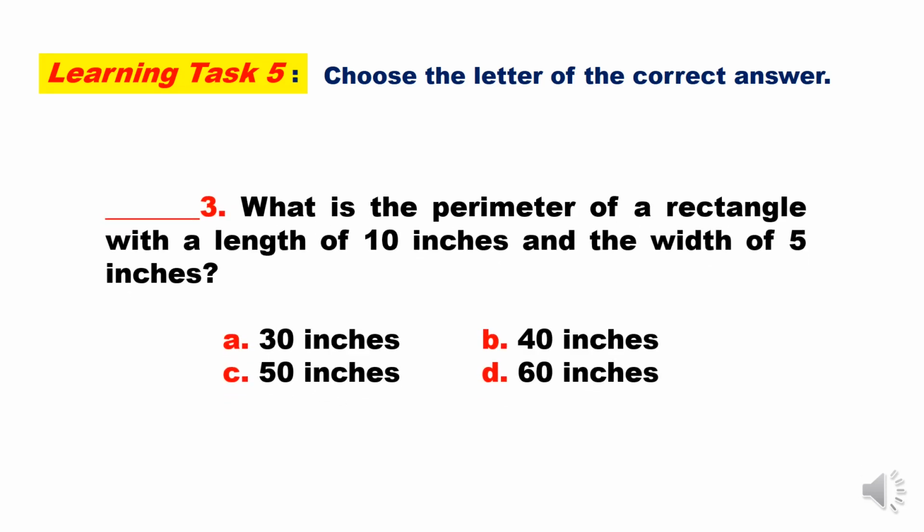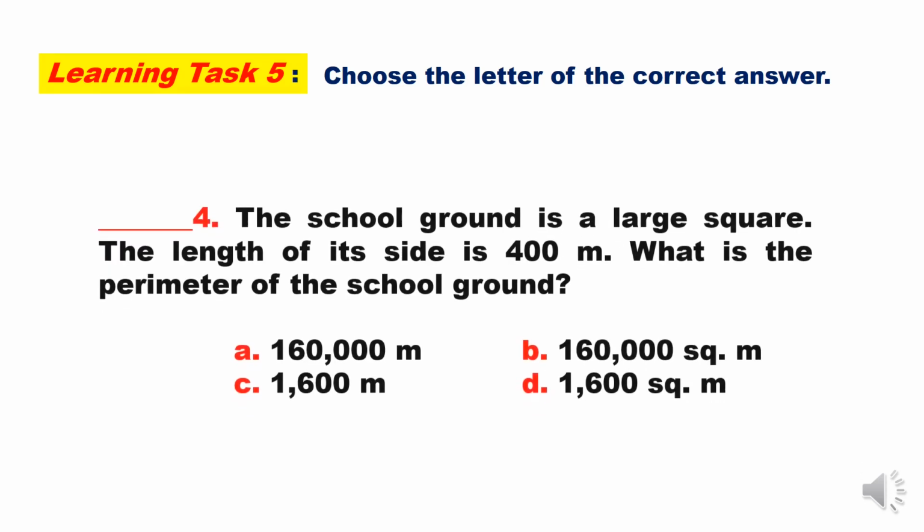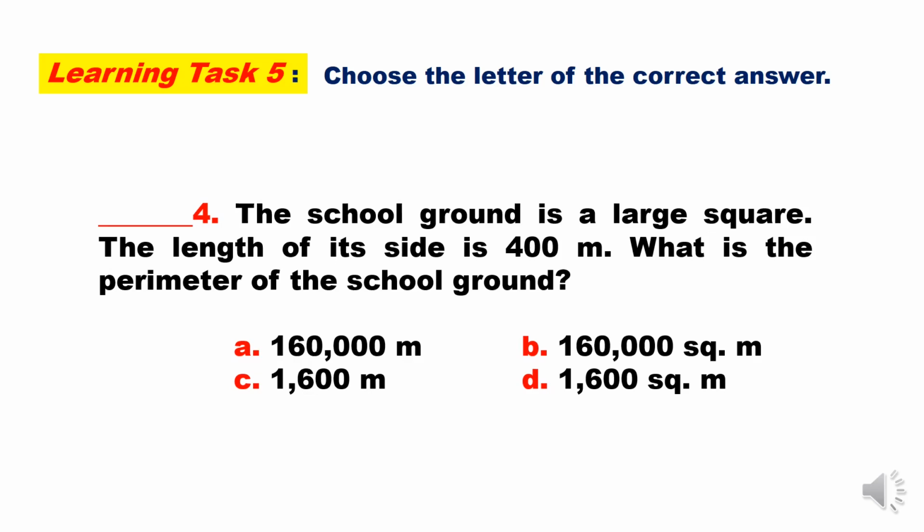Number 3. What is the perimeter of a rectangle with a length of 10 inches and the width of 5 inches? A. 30 inches, B. 40 inches, C. 50 inches, D. 60 inches. Number 4. The school ground is a large square. The length of each side is 400 meters. What is the perimeter of the school ground? A. 160,000 meters, B. 160,000 square meters, C. 1,600 meters, D. 1,600 square meters.